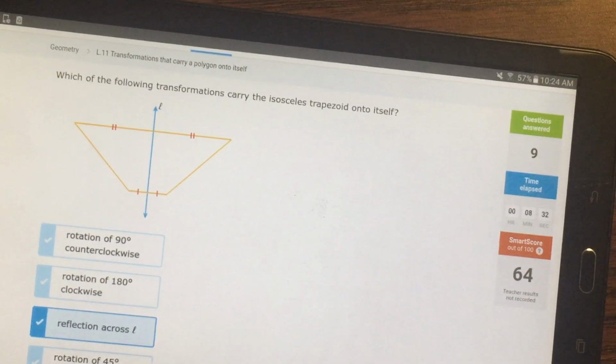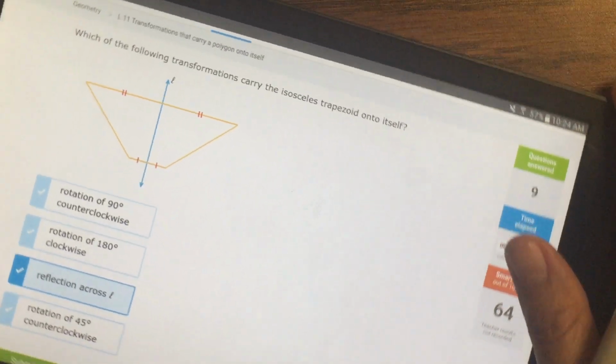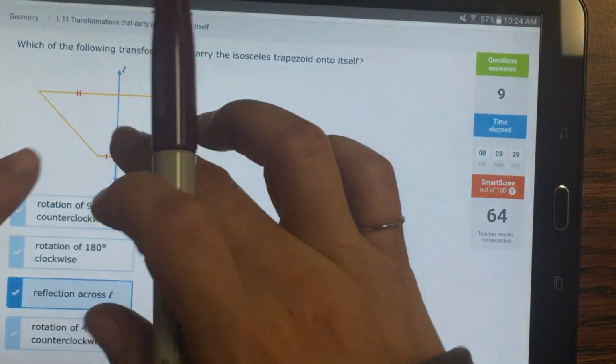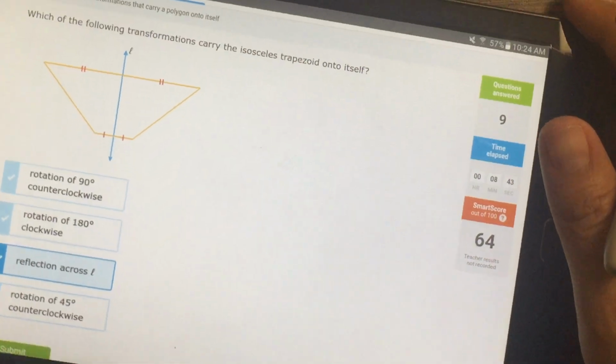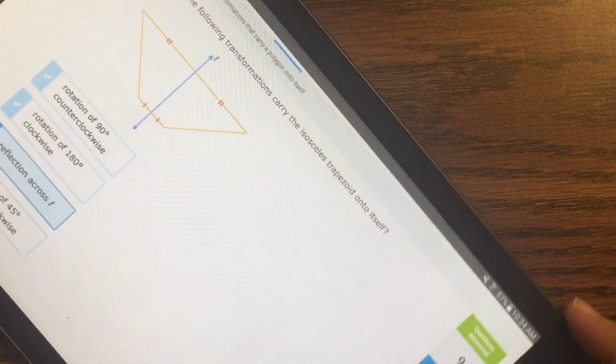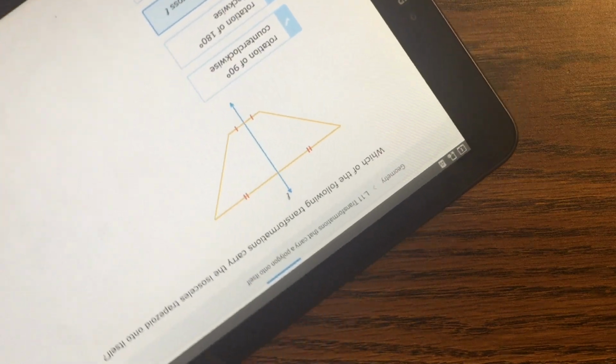So let's say that I try to turn it 90 degrees, or really even if I start turning it. Remember, it just looks upside down with the top being the longest, okay? So does it look the same? No, no, no. It doesn't look the same.